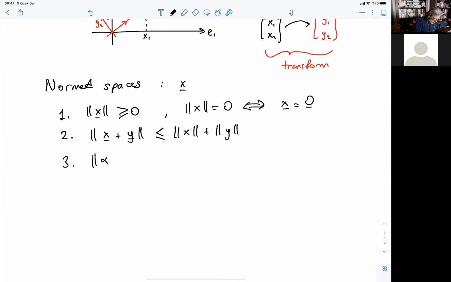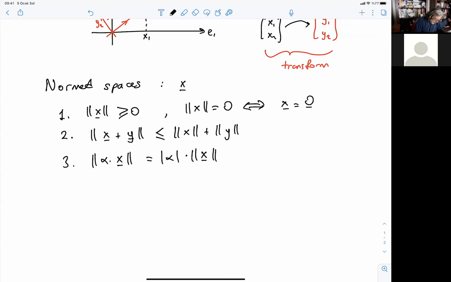And the norm of alpha times x, where alpha is a real scalar, it could also be a complex scalar. The norm of alpha times x is equal to the magnitude of alpha, or the absolute value if it is real, times the norm of x. So these three axioms must hold for a normed space.